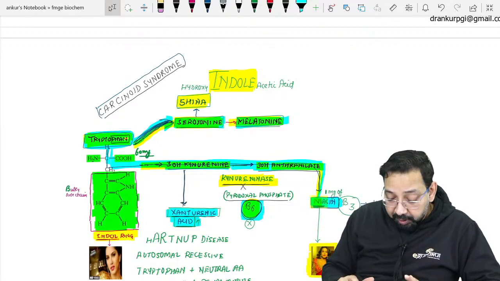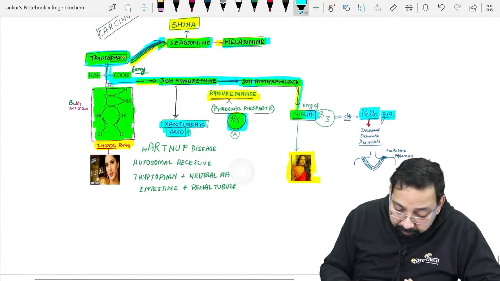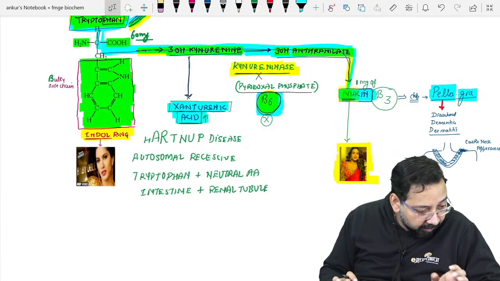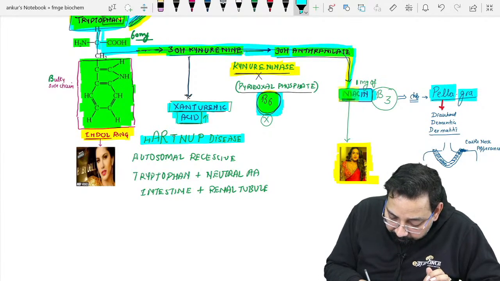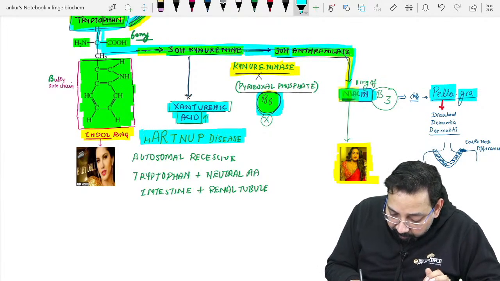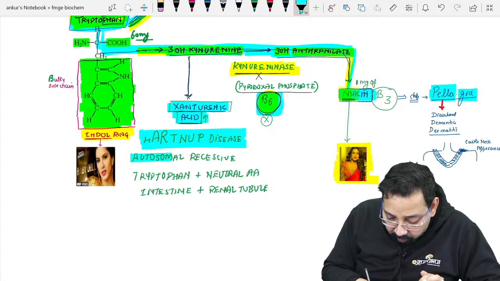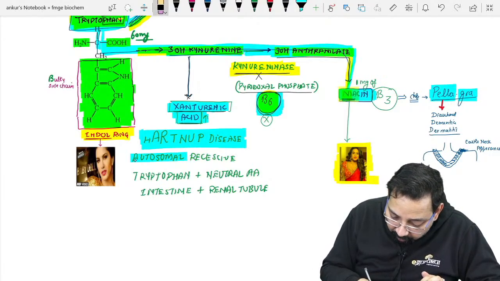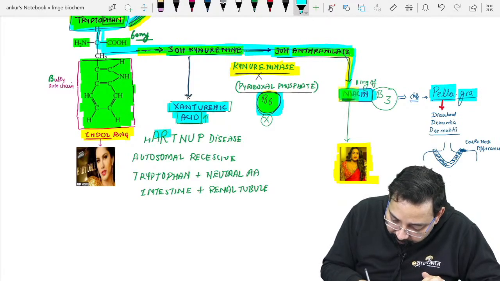pellagra. If there is Hartnup disease, sorry, I am complicating, I know a few of you are a little bit worried. Are you getting these things? Please do reply. Hartnup disease is autosomal recessive. Mnemonic: Hartnup, AR, autosomal recessive.